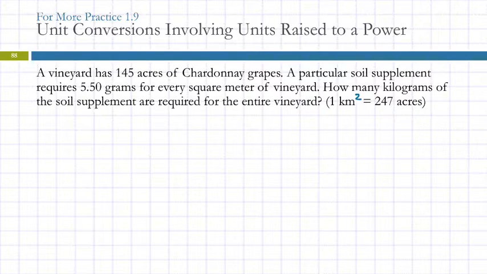So the first number I'm coming to is 145 acres. Blah, blah, blah. 5.50 grams for every square meter. Well, I could write that in a couple of different ways. 5.50 grams for every, which is like per, square meter of vineyard. Or you might want to say 5.50 grams equals 1 square meter. And they're asking for kilograms, and then I also have this relationship here. I'm not going to write that down because it's already written out nicely.